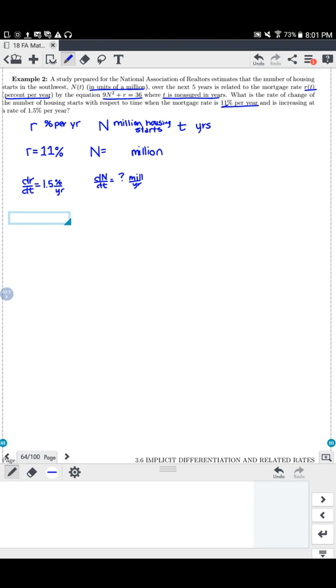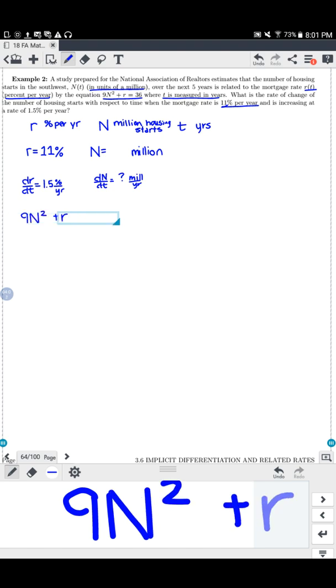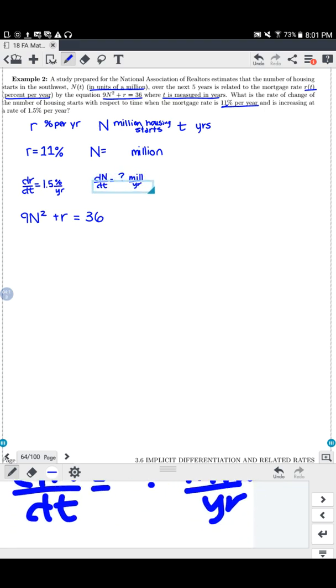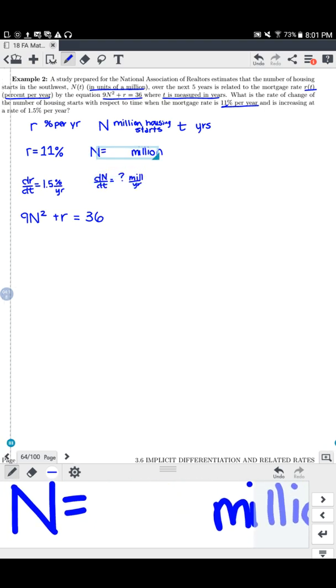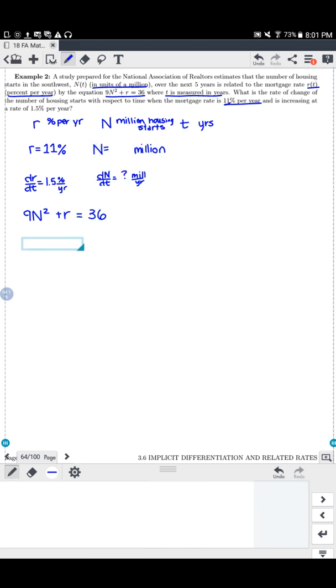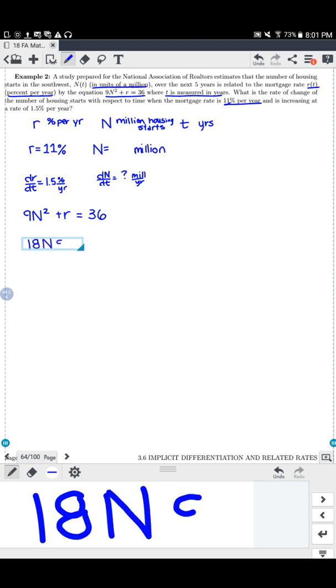So now I want to go ahead and take my derivative. I'm taking the derivative of 9N squared plus R equals 36, and I'm trying to solve for how the number of housing starts is changing per year. And I see that I have this N missing, but let's see if we need it in order to plug in first. So if I take the derivative of 9N squared, that's 18N, bringing down my power, dN dT.